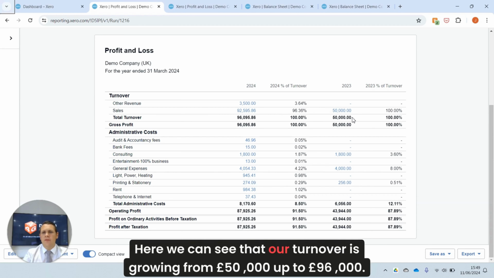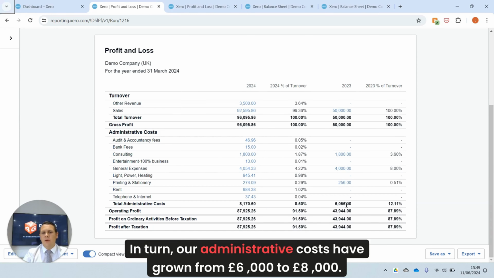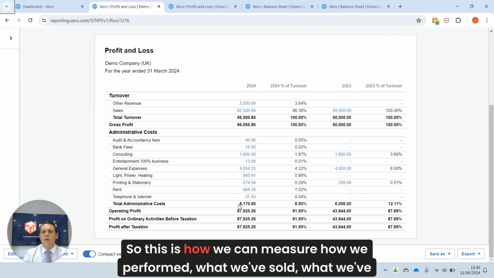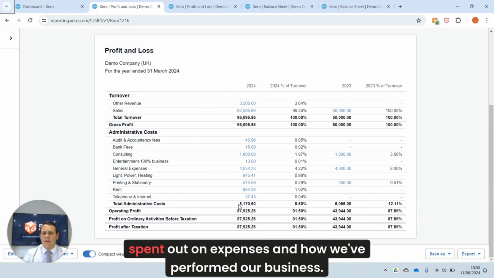Here we can see that our turnover has grown from £50,000 up to £96,000. In turn, our administrative costs have grown from £6,000 to £8,000. The net result is our net profit growing from £43,000 to £87,000. So this is how we can measure how we've performed, what we've sold, what we've spent out on expenses, and how we've performed our business.